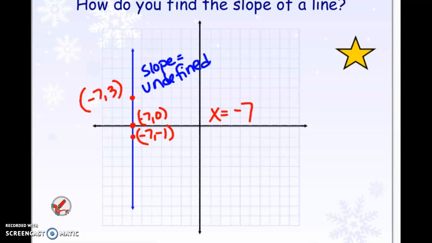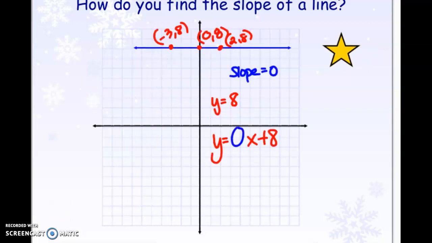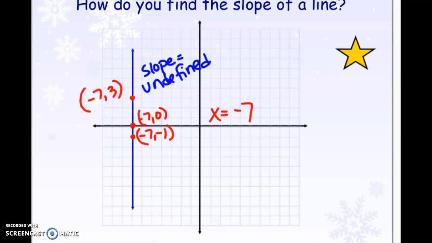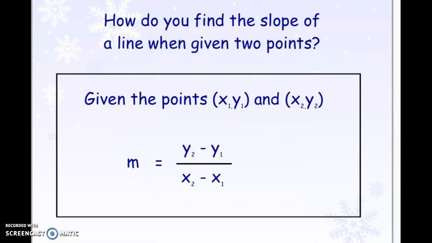So if we were to write the equation for that, it would be x equals negative 7, where the flat line would be a y equals equation. This is an x equals equation. Slope is undefined. Right. How do you find the slope with 2 points?